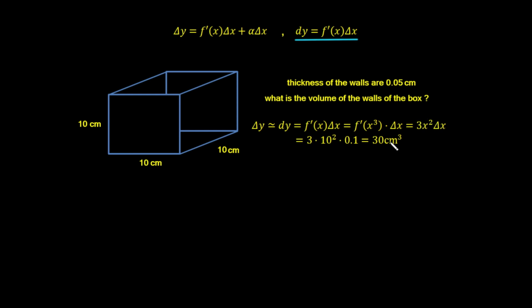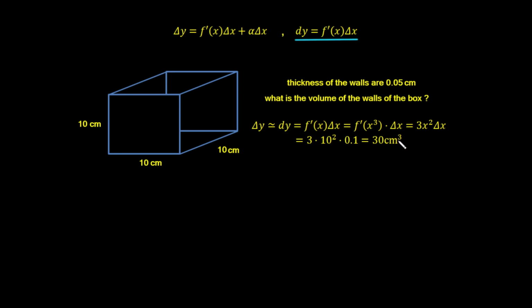So we're going to have our 3. Our x here is our 10. So it's going to be 10 squared times this distance delta x. Well, the distance delta x is going to be 0.05 in one direction and 0.05 in this direction here as well. So if we add both of those up, we'll get 0.1. So that's going to be 3 times 10 squared times 0.1, which is equal to 30 centimetres squared.